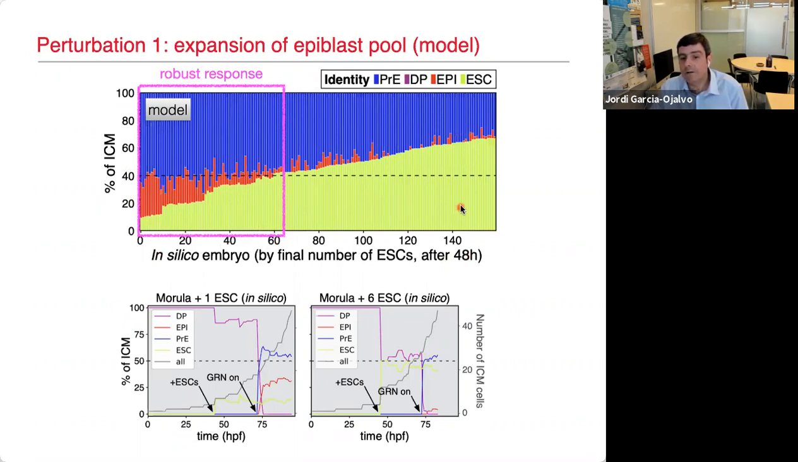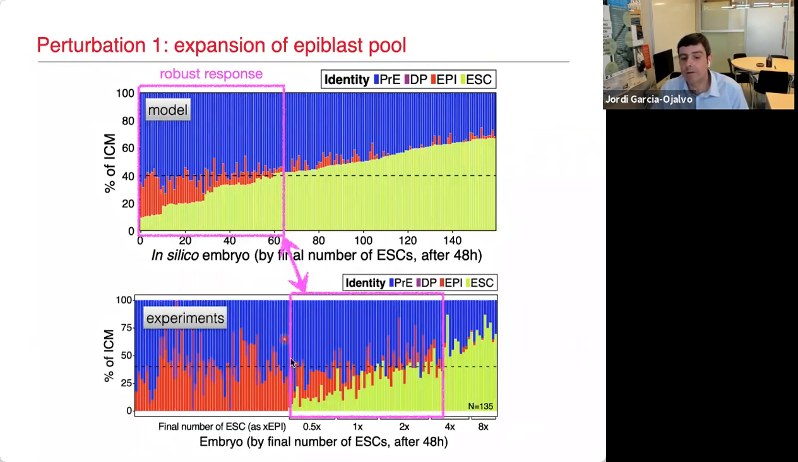At the end of the day, of course, the system is going to be overrun. You're going to have too many of these epiblast cells. These embryos are not going to be viable. This is still the model. Let me show you now what the experiments tell us. And this is what the experiments tell us, okay?